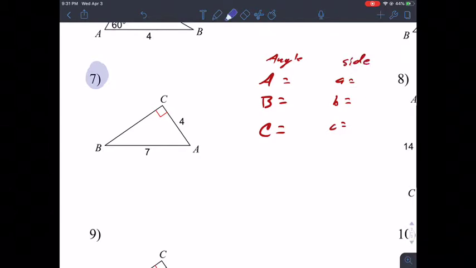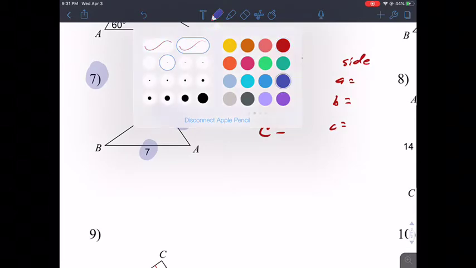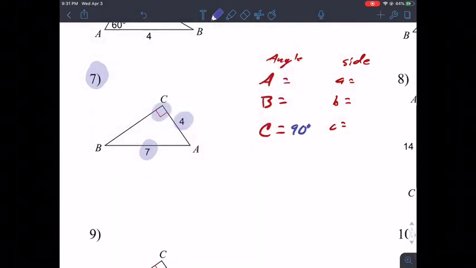So, like always, you have 3 freebies. You know these 2 sides, and I know that angle. So I automatically know C is 90 degrees. And remember, you have to go opposites. So if I go opposite to angle C, I know that 7 is side c. If I go opposite to angle B, I know side b is 4. And then we don't know what A is.